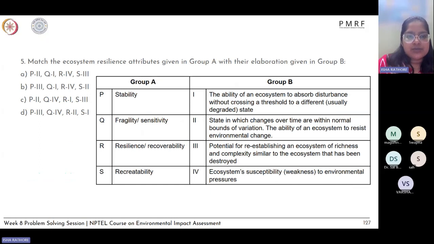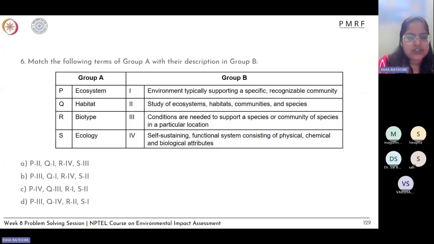So match the ecosystem resilience. I think we have covered this question previously, so moving on to the next question. Match the following terms of Group A with their description in Group B. So we have different terms in Group A, and in Group B we have their definitions.